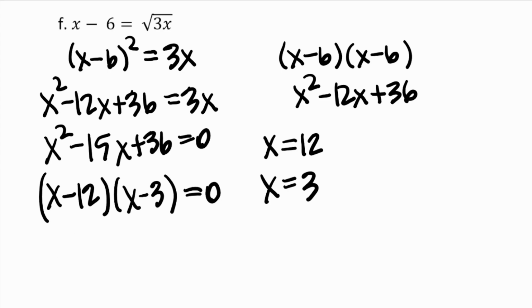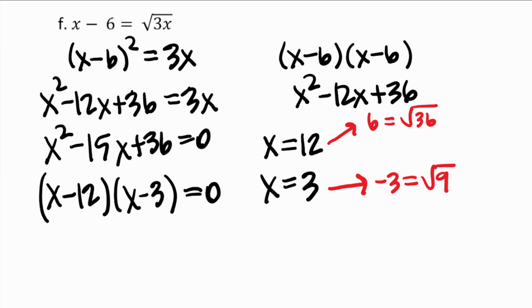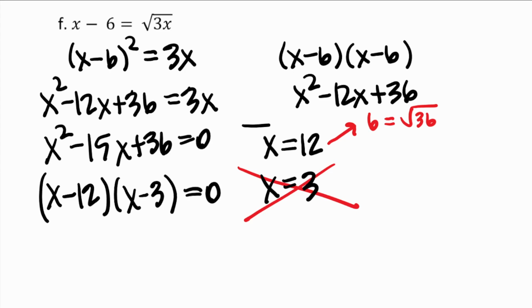I'm going to check both of these because for some reason I'm not feeling good about it. Yeah, I see I've got one that's going to go bad. So for x equals 12, I've got 12 minus 6 is equal to the square root of 3 times 12. Yes, the square root of 36 is equal to 6. x equals 3 would be 3 minus 6 equals the square root of 9. And the square root of 9 is not negative 3, it's positive 3. Okay, so that means that x equals 3 is an extraneous solution, and I could cross it out, I could erase it, pretend it didn't happen. x equals 12, that's going to be my only solution.